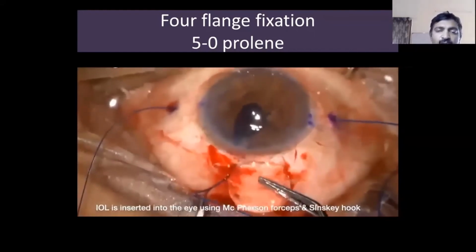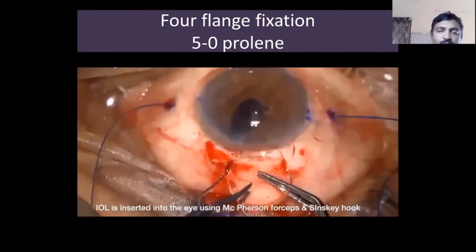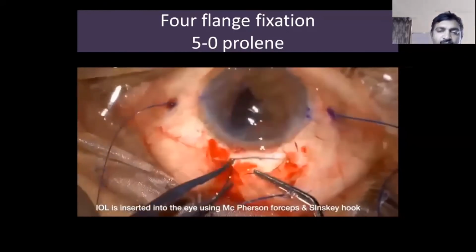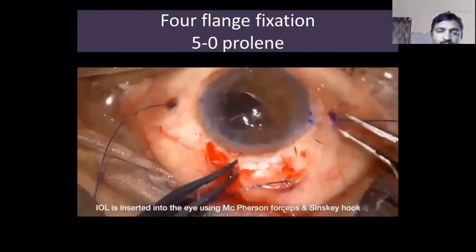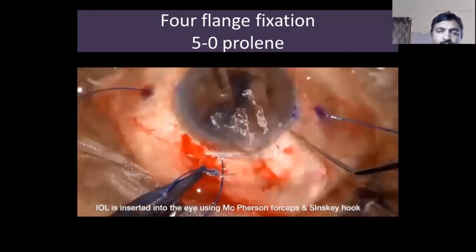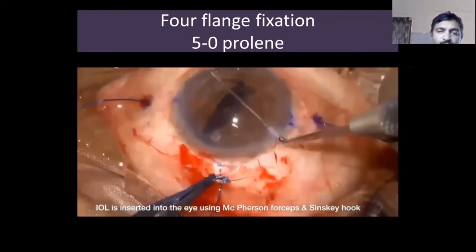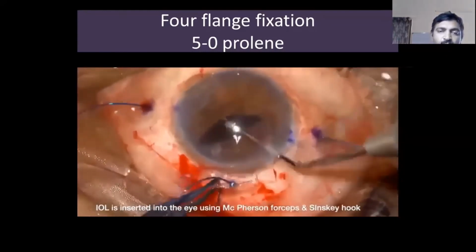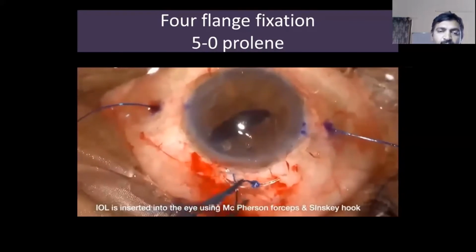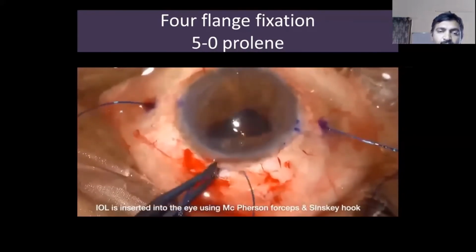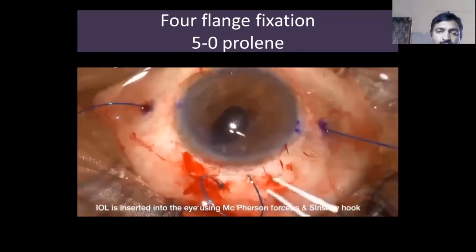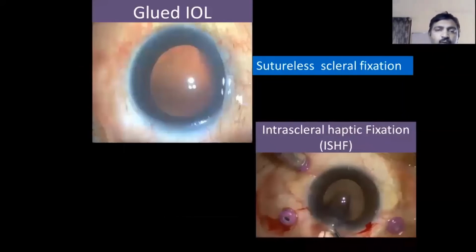And the one good thing is the prolene suture is very sturdy, so it is easier to pull the sutures, and chances of suture breakage and other things are less, unlike 10-0 prolene suture. Pull it. Okay. Once you have done that, pull both the sutures on either side. Place it in behind the iris. Okay, and then you can fixate the IOL like this.